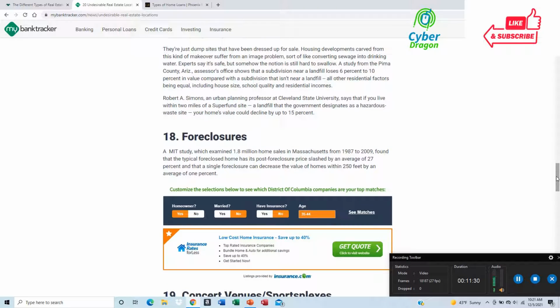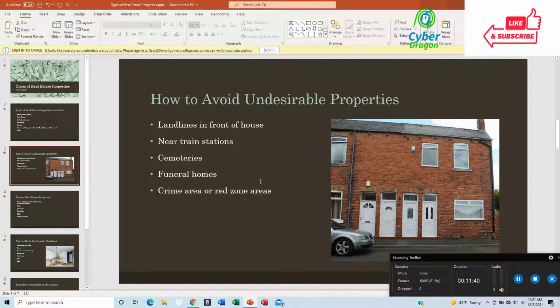This is to avoid foreclosure houses, because when people foreclose, some houses are damaged on the inside. Some are still kept in good condition. It'll cost you between $10,000 and $50,000 in repairs. So always avoid it. But if you're willing to take the risk and you hold the property, invest in it, you can turn a profit.